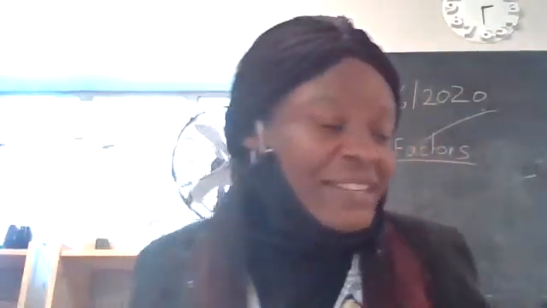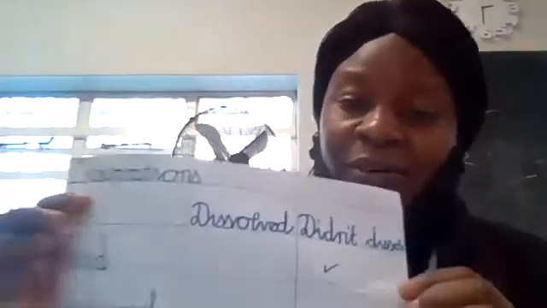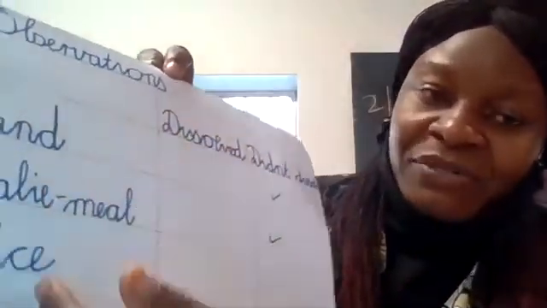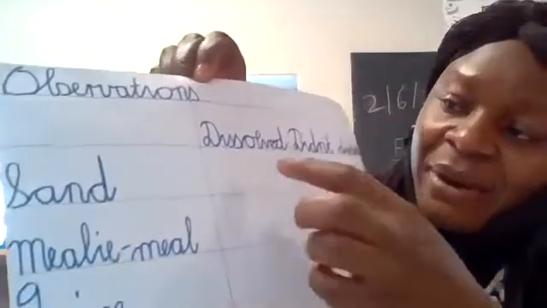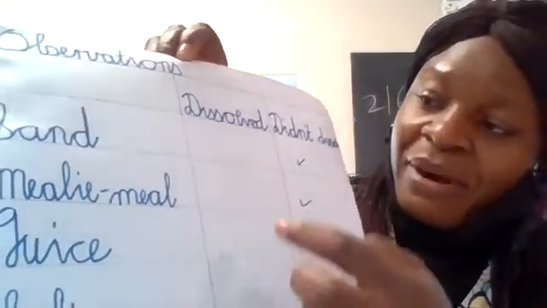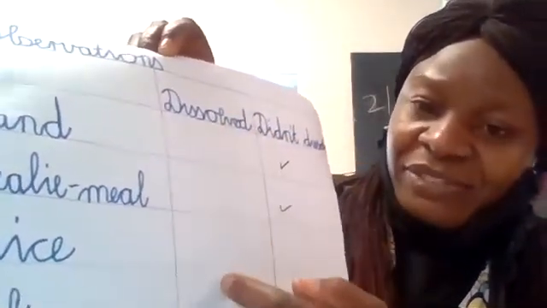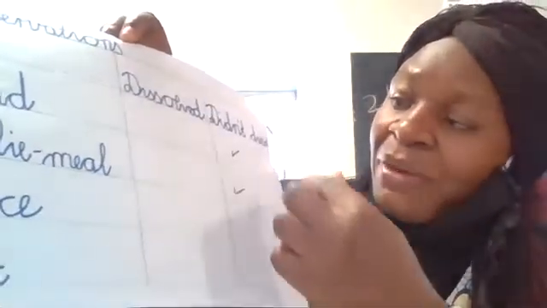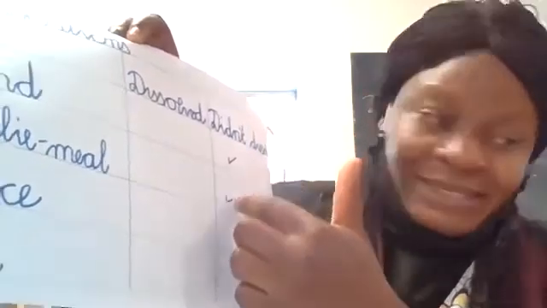So after we've done this, we can take our paper where we can record our observations. Our first column involves substances. In our second column, we're going to tick whether it dissolved. And in our third column, we're going to tick whether it didn't dissolve.